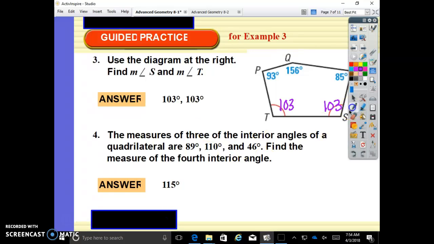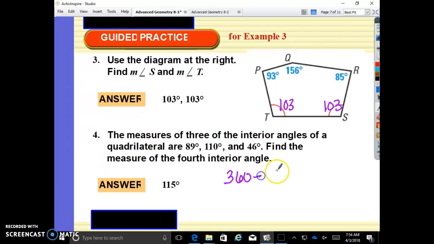Now you're going to ask, how do I show my work? You go 360 minus 89 minus 110 minus 46 equals 115, and that shows what you did.